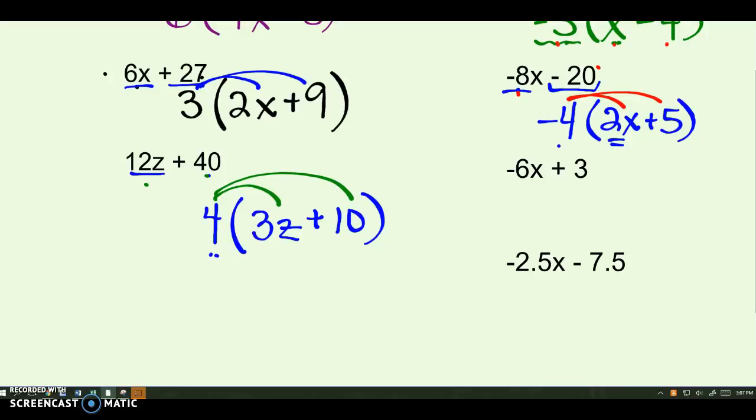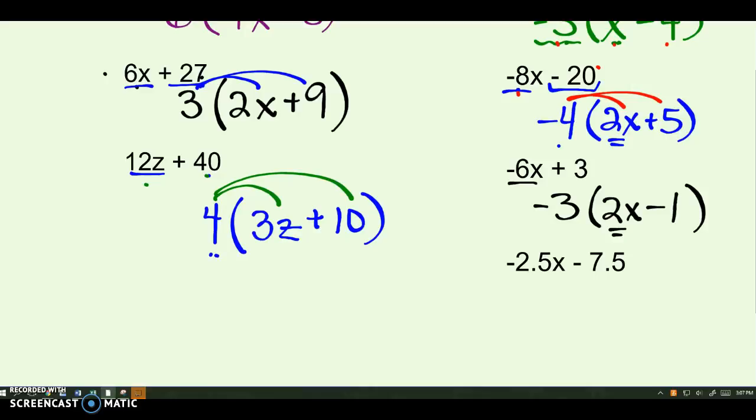Well, between 6 and 3, my greatest common factor is going to be 3. But I see here, because my first term is negative, I want to pull out a negative 3. And what would be left? Negative 6x divided by negative 3 is 2x. Good. This ended up being positive. And then 3 divided by negative 3 is a negative 1.